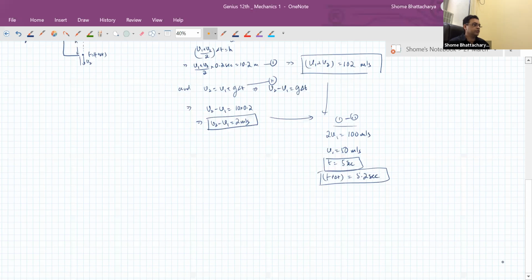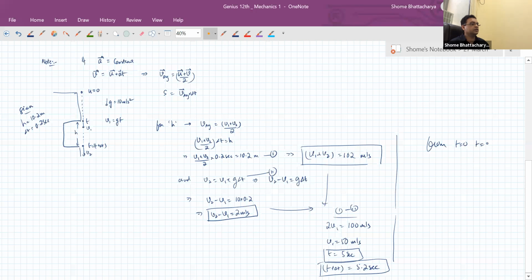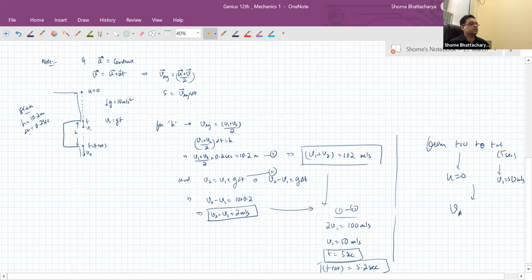Now you can also see from t equal to 0 to t equal to t, which now we know is 5 seconds, u is 0, v1 is 50 meters per second. So average velocity in this interval of time is 50 by 2 or 25 meters per second. So this height h1 that we have to calculate should be equal to 25 meters per second into 5 seconds. So it should be 125 meters.